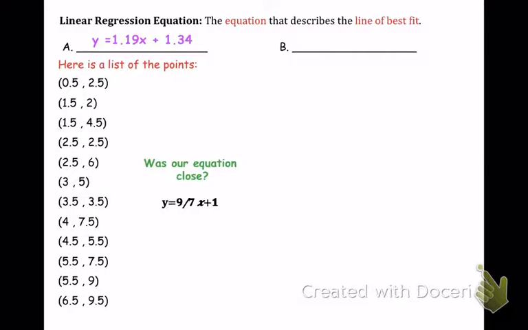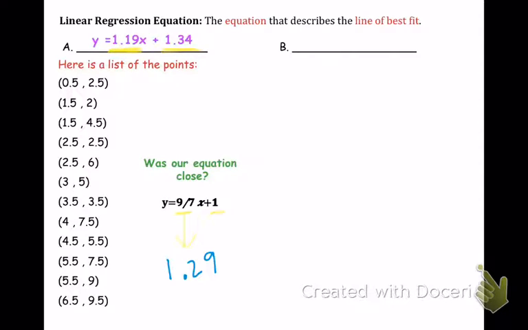So the question now is, was our equation close or was our equation not close? Let's go ahead and look at these numbers. We got the y-intercept pretty close. We have 1.34. We had it at about 1. It's very close. Now our slope was 9/7, and 9 divided by 7 is actually 1.29. So compared to the actual slope, we were also pretty close. We were 1/10 of a point away from there. So we were actually closer on that one. So we were pretty close.